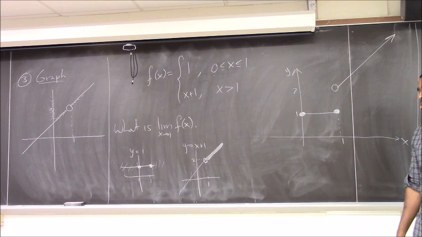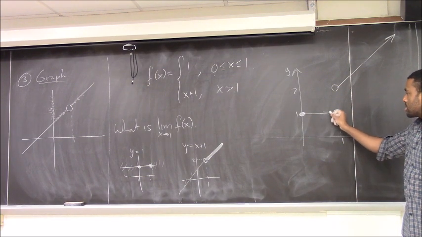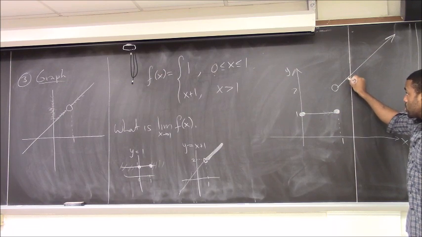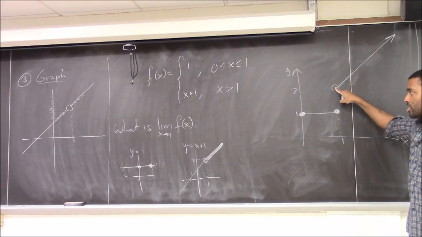Well, let's say it doesn't. How would we have done it? Let's say we're coming from this side. What would the answer be? 1. Let's say we're coming from the other side. What would the answer be? 2. The answer would be 2. Now remember, we don't care about actually being there. We just care about what the y value is getting close to.